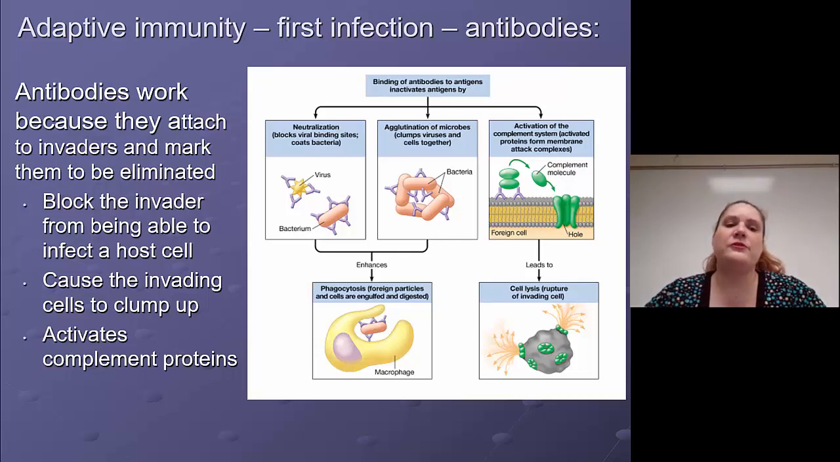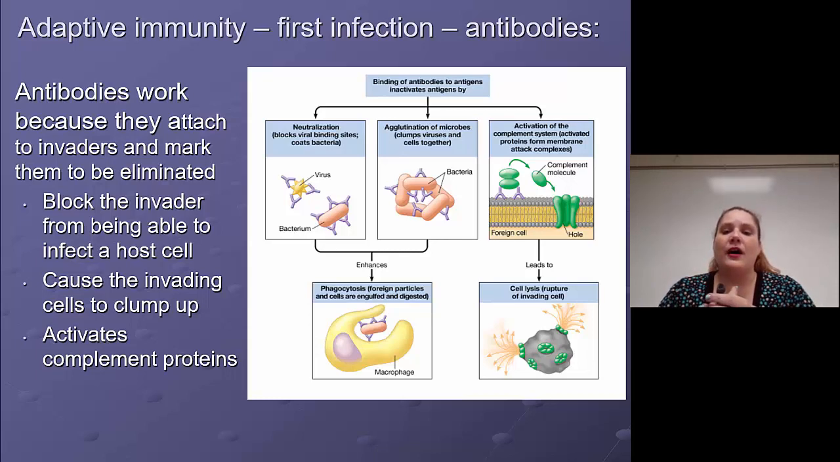One of the things they do is they block the invader so they can't infect a host cell. With a virus, they could grab onto the virus, and then the virus is not able to enter into the host cell. They could also cause the invaders to clump up. They just make a big glob and then they can't go anywhere. And they can also activate the complement proteins, so that those complement proteins are a little bit more active and a little bit more able to do what they need to do.